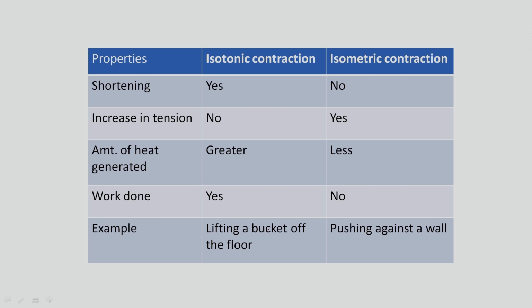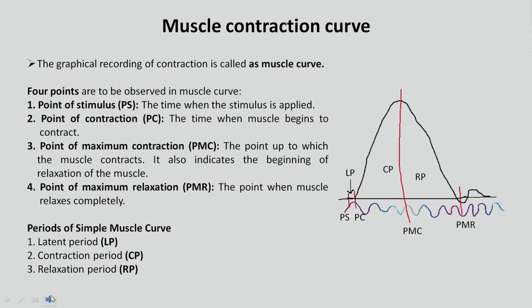In the case of isometric contraction, what is the example? If you push against the wall, there is no change in the length, but tension will increase. So, those are the properties and examples of isotonic and isometric contractions.